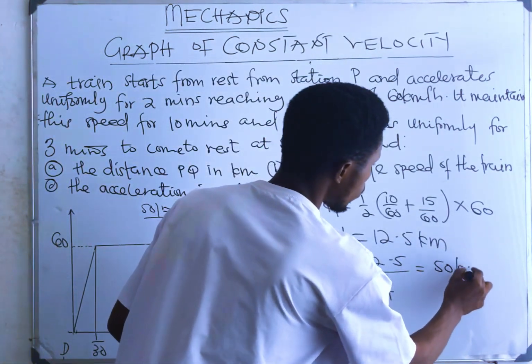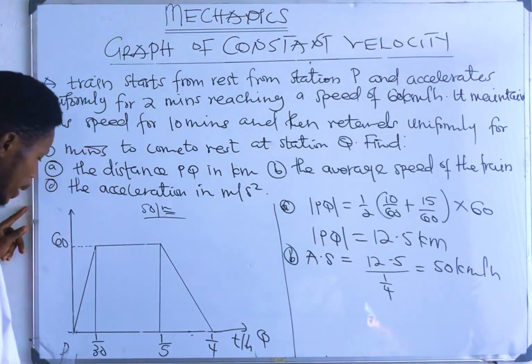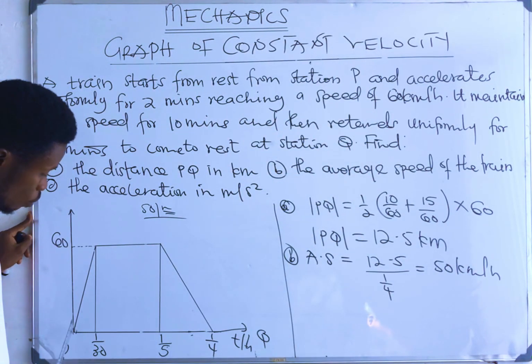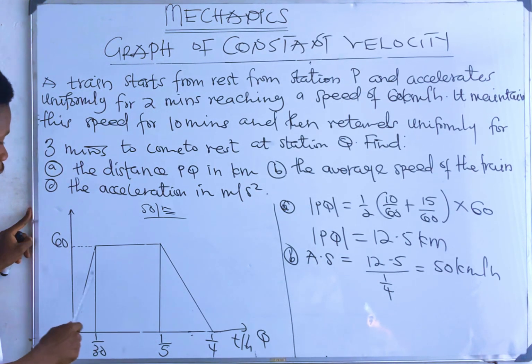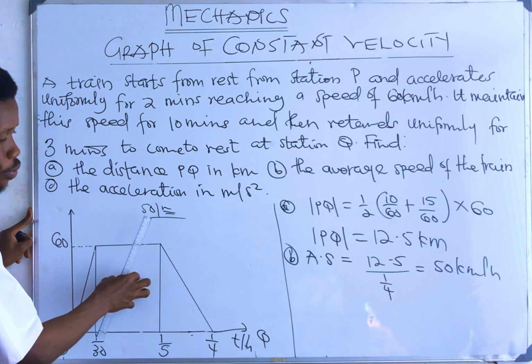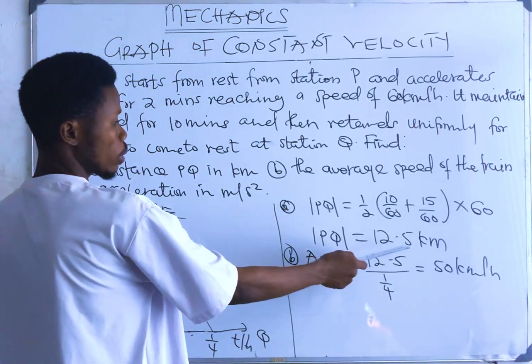So that will give you 50 kilometers per hour. I hope you understand this one. The total time is from here to this place, that's 1 over 4. And then the total distance is the area under this curve, under this trapezium. And this is what we have here.